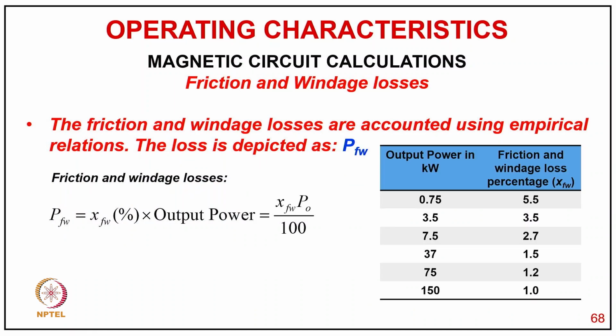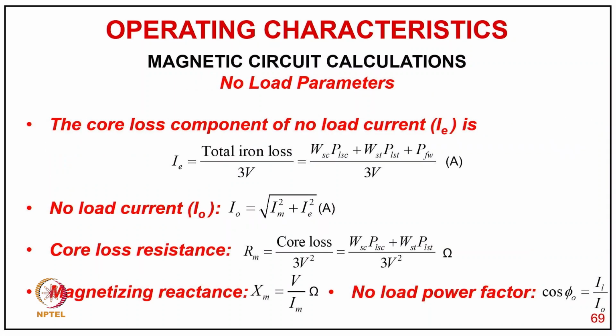Now the friction and windage loss is also taken as a no load loss, so it is accounted for using an empirical relation. The loss is depicted as Pfw. Friction windage loss is considered as Pfw equal to X percentage of output power, X divided by 100 into P. So you can say for different power, how much is the percentage. For a lower rating it is a higher percentage, at 5.5%. When you go to around 150 kilowatt, it remains only 1% of your output power. So that also we count in the no load losses.